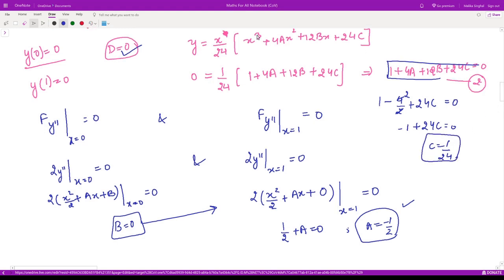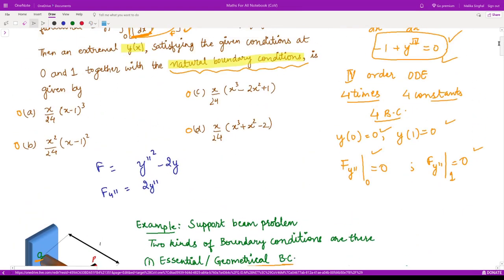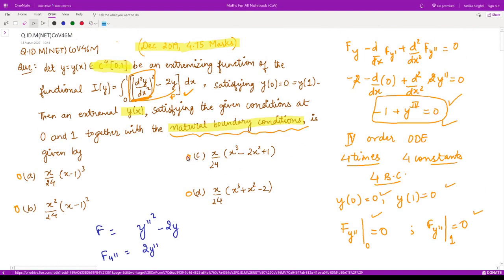So what is our y? Our y is equal to x by 24 into x cube plus 4a, or it would be minus 2x square. b is 0 and what is c? c is 1 by 24. So our y ultimately is x by 24 into x cube minus 2x square plus 1. So this is our y. Let us have a look at our options. So option C is the correct option.